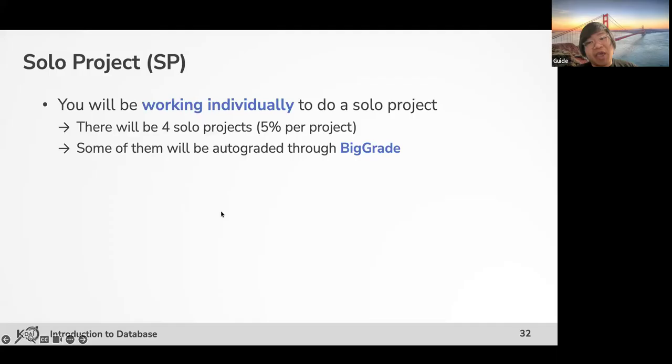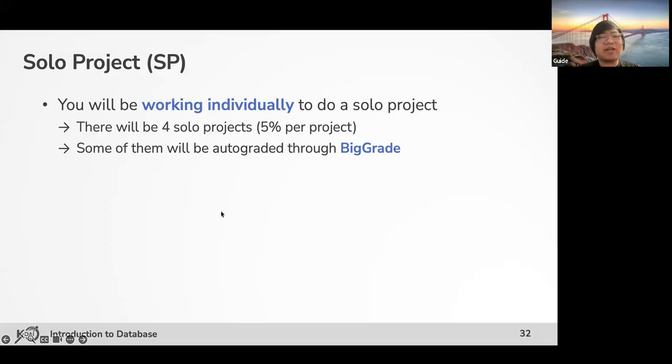Last semester, you worked as a pair. I know that there were a lot of comments and feedback that sometimes you get a partner that you don't want to work with. What I want to say is sometimes you cannot choose your partner, but this time, for fairness, you will be working individually on the solo projects, which account for 20% of the total grade, which is a lot, right? There are four solo projects, 5% per project. I distributed it evenly.